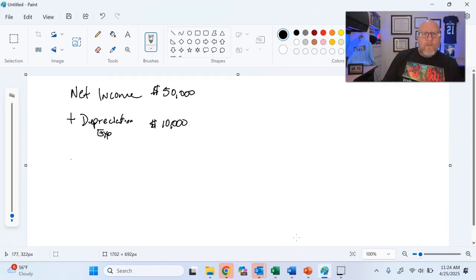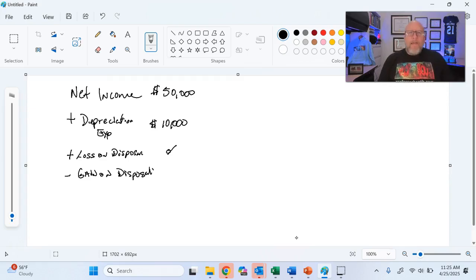Then I am going to add a loss on disposal of an asset. And I'm just going to assume we had no loss. And I will subtract a gain on disposal of an asset. And again, I'm going to just assume there's no gain.